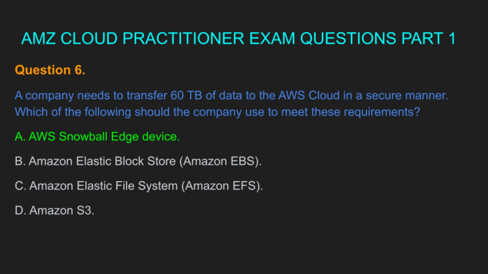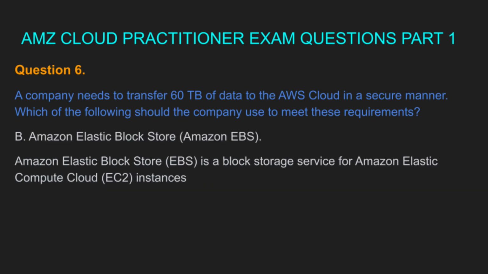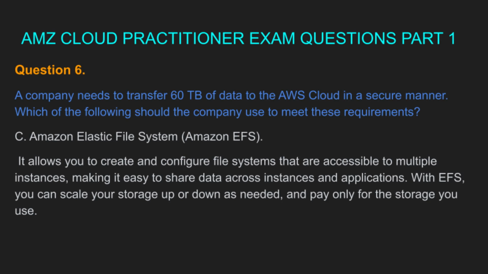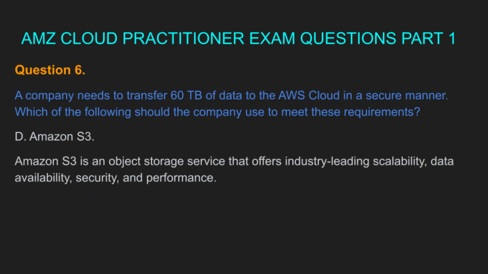Let's check other options. Amazon Elastic Block Store, EBS, is a block storage service for Amazon Elastic Compute Cloud, EC2, instances. Amazon Elastic File System allows you to create and configure file systems that are accessible to multiple instances, making it easy to share data across instances and applications. With EFS, you can scale your storage up or down as needed, and pay only for the storage you use. Amazon S3 is an object storage service that offers industry-leading scalability, data availability, security, and performance.